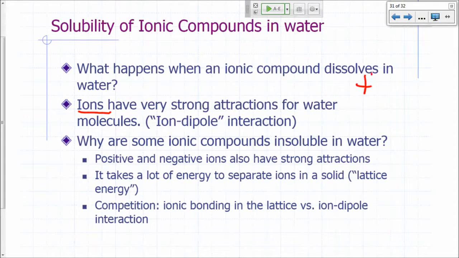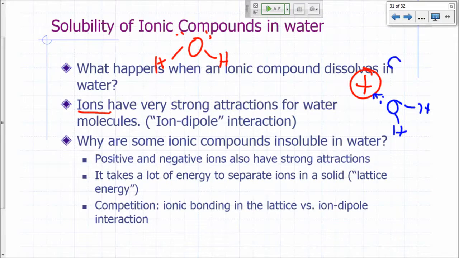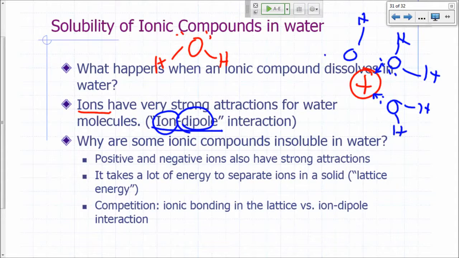So if I have a positive ion, which part of the water molecules would be attracted to it? The oxygen end or the hydrogen end? The oxygen. So an oxygen here would be attracted to that, right? So that is what we would call an ion-dipole interaction. The ion is attracted to your water molecule, which is a dipole, polar molecule.